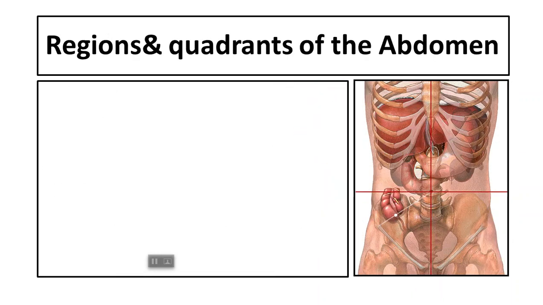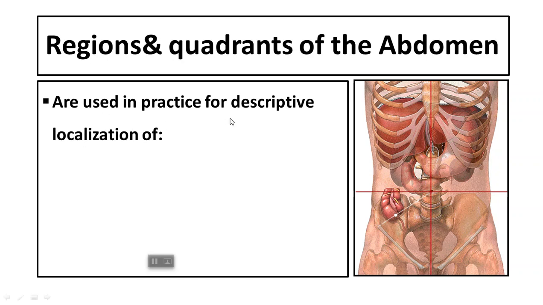What is the benefit from the study of the regions and quadrants of the abdomen? They are used in clinical practice for descriptive localization, for example to describe the presence of a mass, an abnormal mass in the abdomen. How are we going to determine its location? We say there is a mass located in the right upper quadrant or in the right lower quadrant. Localization of a wound, if there is a wound in the anterior abdominal wall. If there is pain, the patient complaining from pain, where is it located? We can say the patient is complaining from pain in the right lower quadrant or pain in the right upper quadrant. And it is also used in practice for descriptive localization of abdominal viscera.